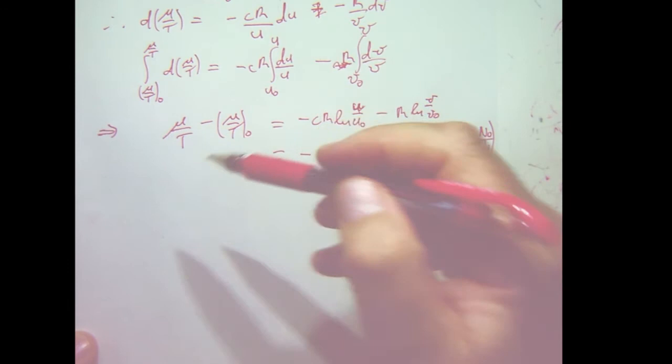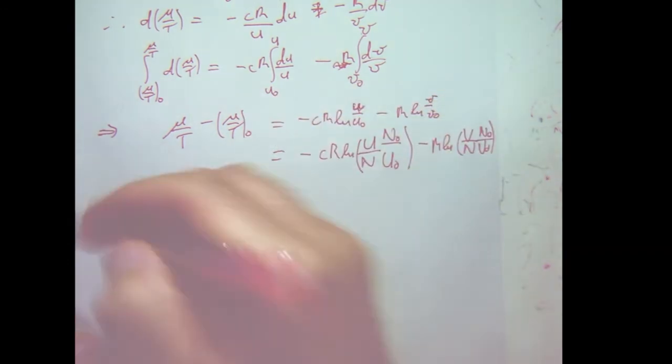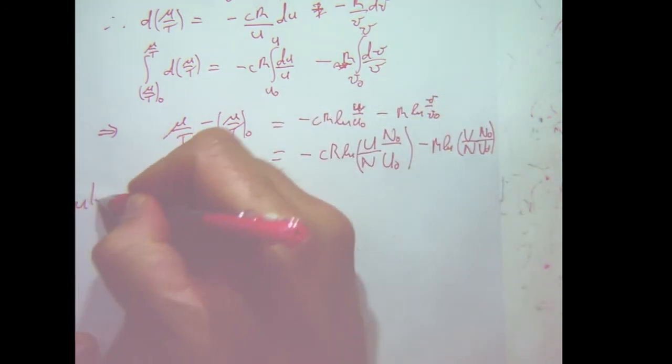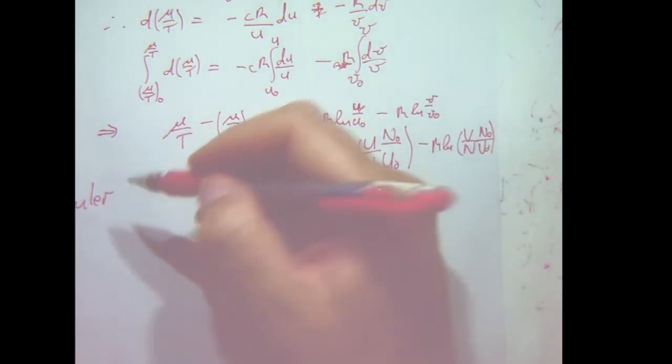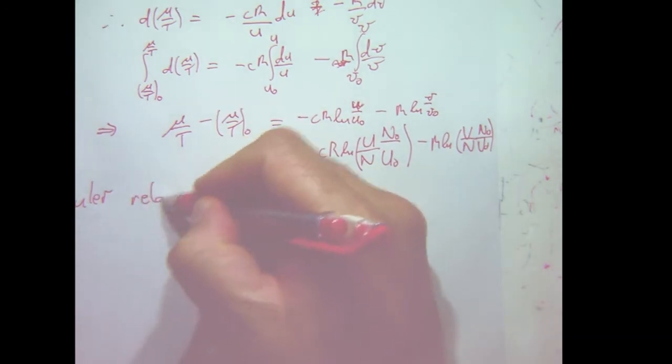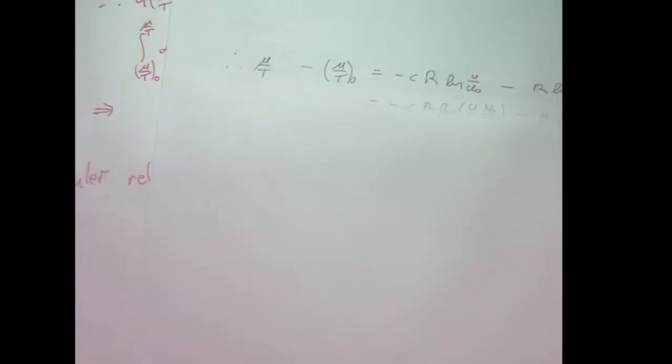And so now we have the Euler relation. Anyone who has to go, some people have Japanese. Yeah. The Euler relation.